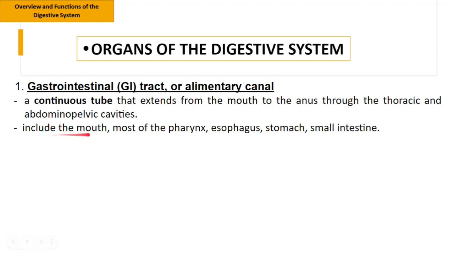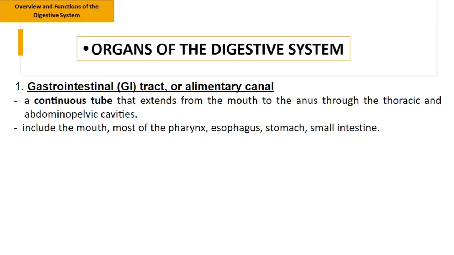So, it includes your mouth. So basically, pag kunwari nag-ingest tayo ng food, pagkain natin, dadaan yan sa mouth nyo. Next is most of our pharynx is a part of the GI tract as well. Your esophagus, so yan. After the pharynx, esophagus yung next. And next one is of course your stomach. And then the last one is the intestines.